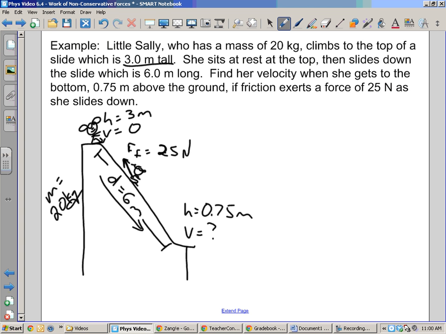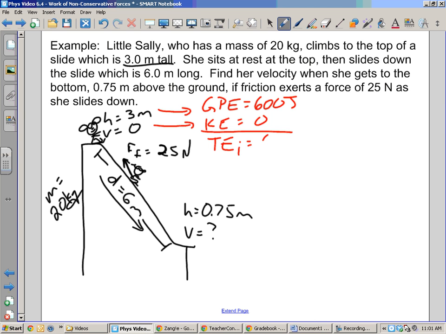Okay, so we're going to solve this the same way we always do. If we know the height, find the GPE. If we know the velocity, find the KE. So here we go. I'm going to do this pretty quick. So up at the top, I know that my GPE is mass times 10 times height, so 600 joules. She's at rest, so the kinetic energy is 0, which means my total energy at the top, total energy initially, is 600 joules. Down at the bottom, my GPE is mass times 10 is 200 times 3/4 is 150 joules.